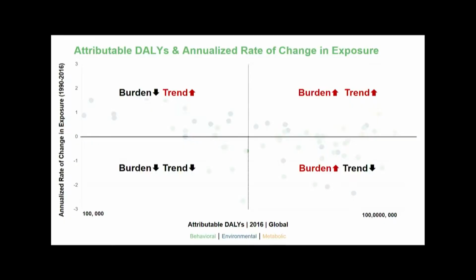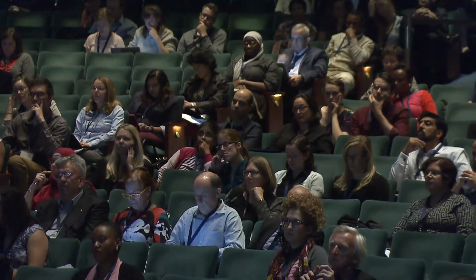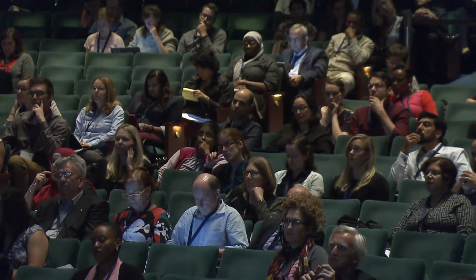This graph can be divided into 4 different categories. Risks that are on the lower left quadrant have a low burden and decreasing trend. Those on the upper left quadrant have a low burden but increasing trends. Those on the lower right quadrant have a high burden but decreasing trends. And the ones on the upper right quadrant have a high burden and increasing trends. And this is particularly important. These are the risk factors that already have a high burden and their trends are increasing.